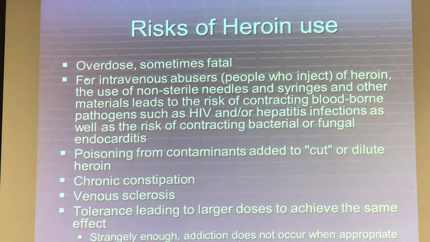So the risks of heroin use: overdose, obviously, and there are other secondary things from injecting. If you inject, then there are a lot of different bloodborne pathogens you can get from the needles if they're not technically clean. You can get poisoning from the other stuff that's used to dilute the heroin, because very commonly the powder that you get won't be pure heroin. It's going to be heroin mixed with some other stuff, and who knows what it's going to be mixed with. Chronic constipation, if you're doing it all the time. Venous sclerosis, just a vein disease that you can get by injecting over and over. And then tolerance, leading to larger and larger doses to achieve the same effect.